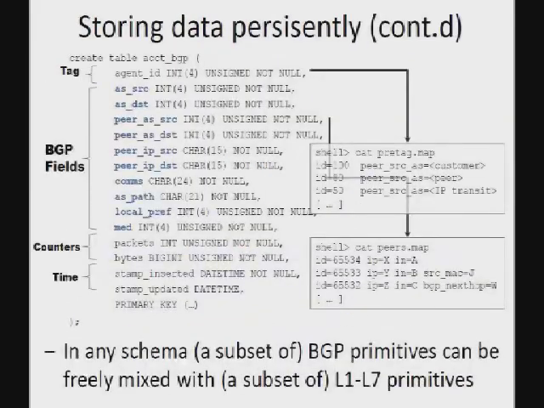Just to touch a little bit of ground, this is a bit of an SQL schema. Don't take it too seriously. I mean, don't have an attack because of SQL at NANOG. But this is just to give you an idea, right? This is how your data would look once on the disk. Like a tag, because it's always nice to tag things, BGP primitives, counters, and a time reference. And of course, this is an example only because you can always freely mix and match BGP primitives with the layer 1 to layer 7 primitives.